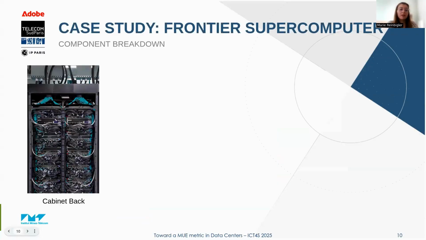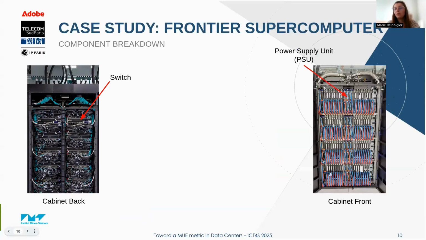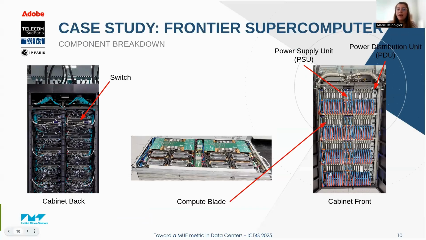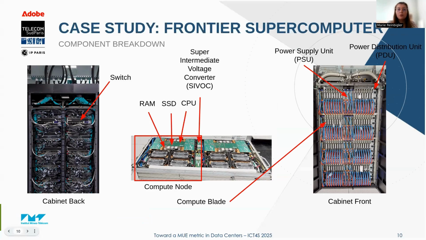So let's have a look at what is inside a cabinet. In the back of the cabinet, what we can see is a set of switches with the associated cables. Then in the front of the cabinet, we can see the power supply unit in the middle, the power distribution unit, and a set of compute blades. Inside the compute blades, you have two compute nodes with a CPU, a RAM, a SSD, a super intermediate voltage converter, a set of GPUs, and a network interface card.